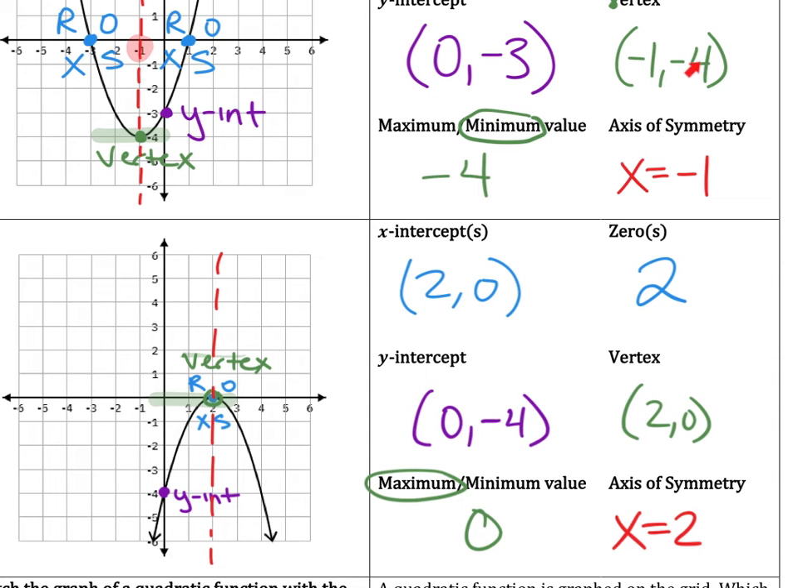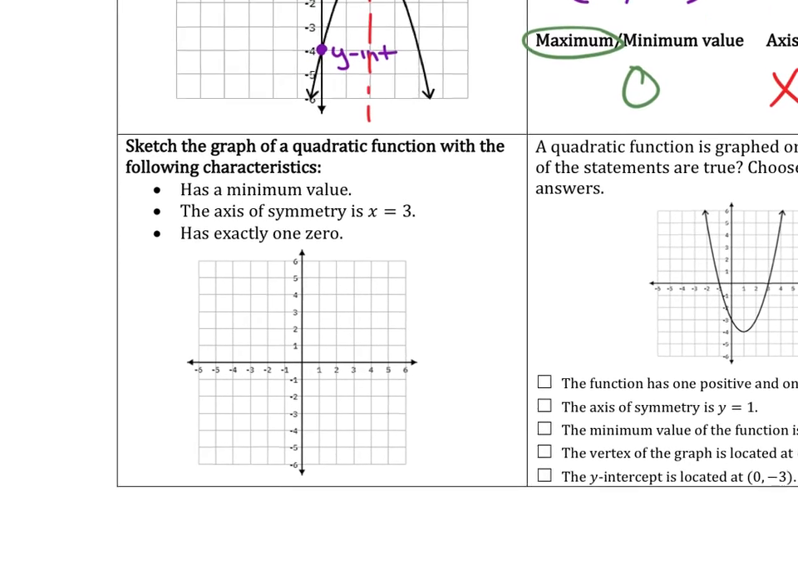The y coordinate of the vertex is the max or min value. The x coordinate is a part of my axis of symmetry. That happens every time. So that's a quick check method for you in your brain to make sure that you're getting these right. Okay, let's do some creative problems here.